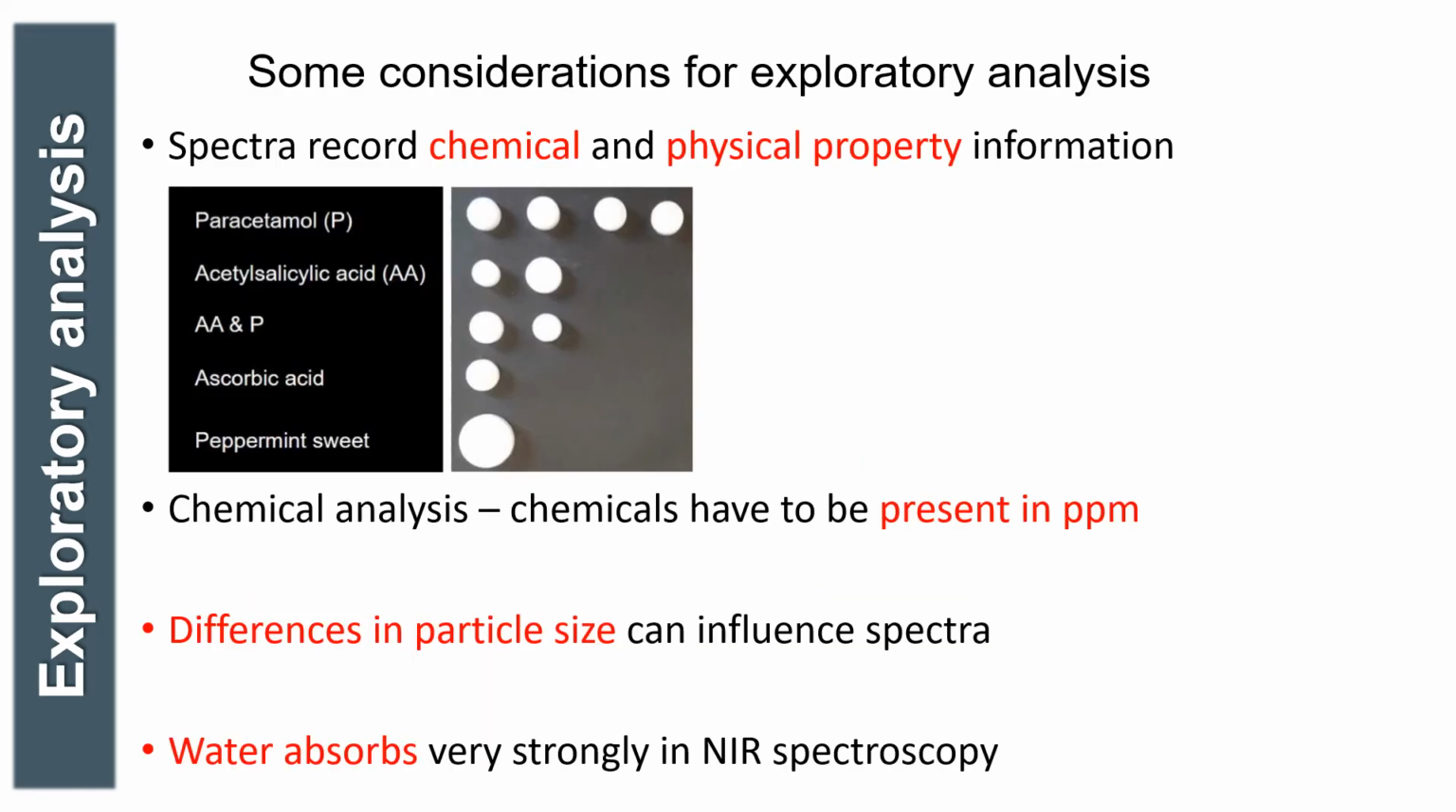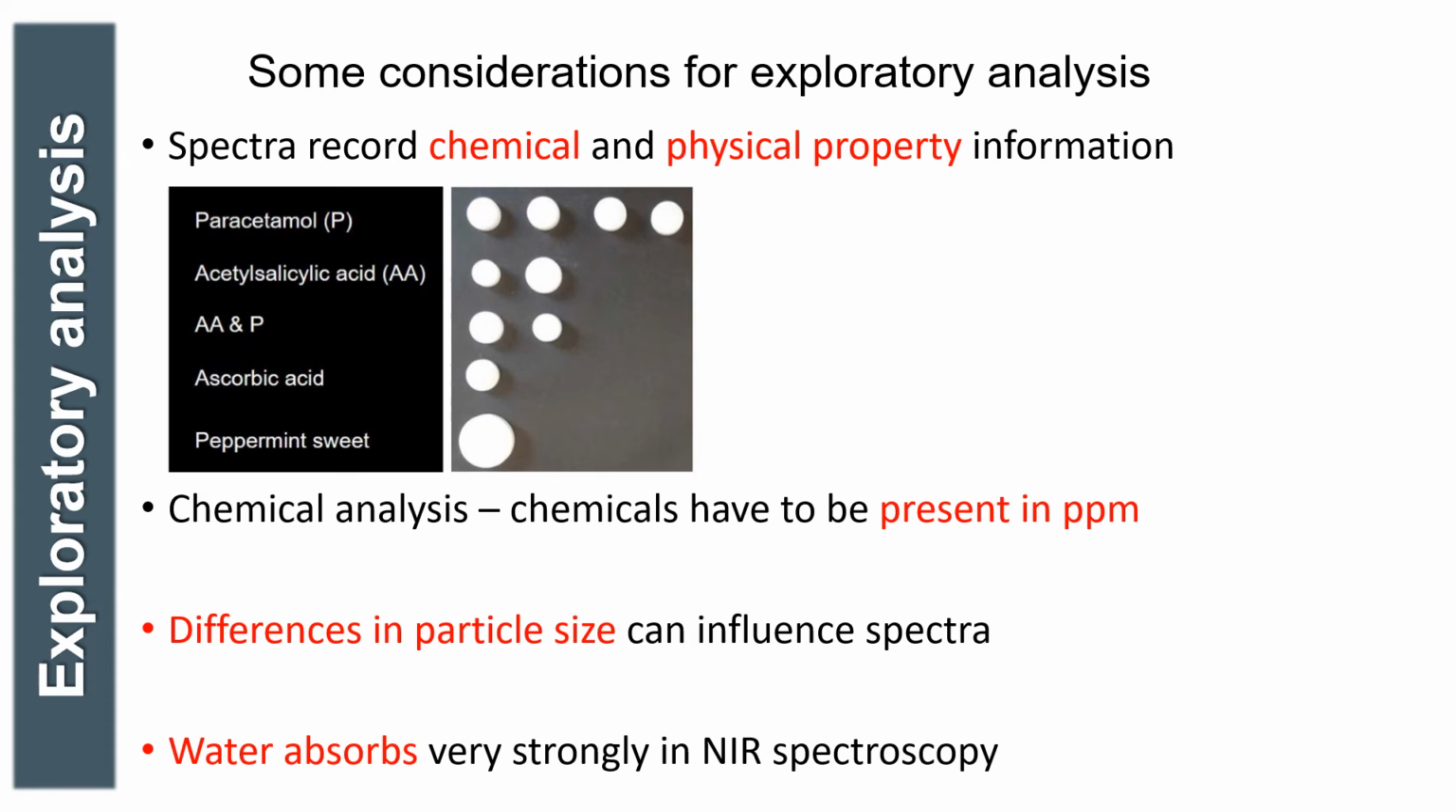When performing exploratory analysis, there are some important considerations to keep in mind. Exploratory analysis can be used to study the differences between samples, and these differences are usually based on the chemical and physical properties of the sample. NIR spectroscopy can be used to detect chemicals which are present in ppm levels, but this technique is therefore not useful to study compounds which are present in trace levels.